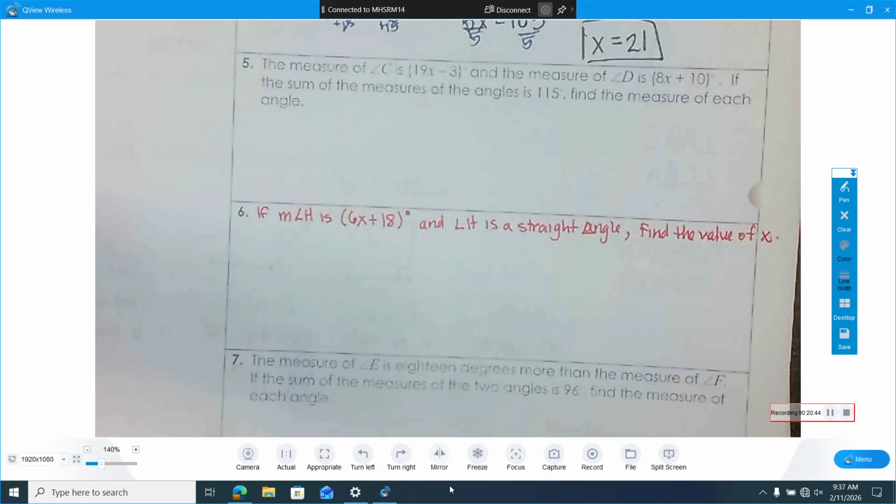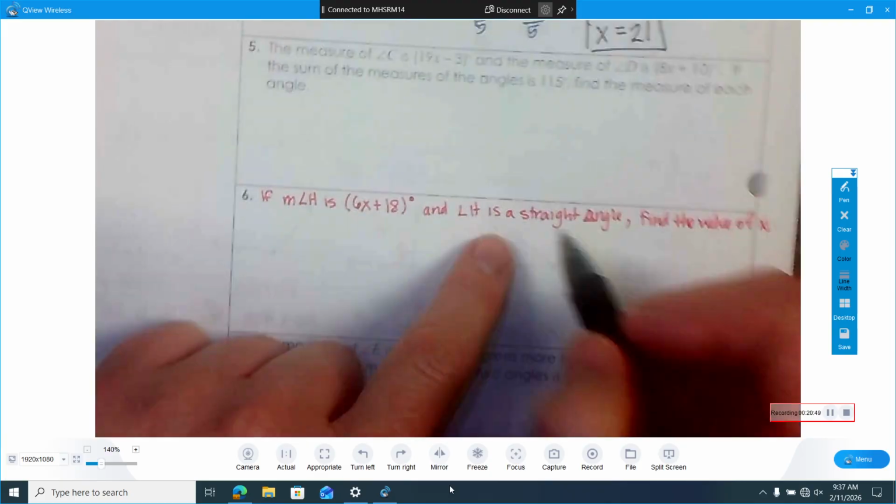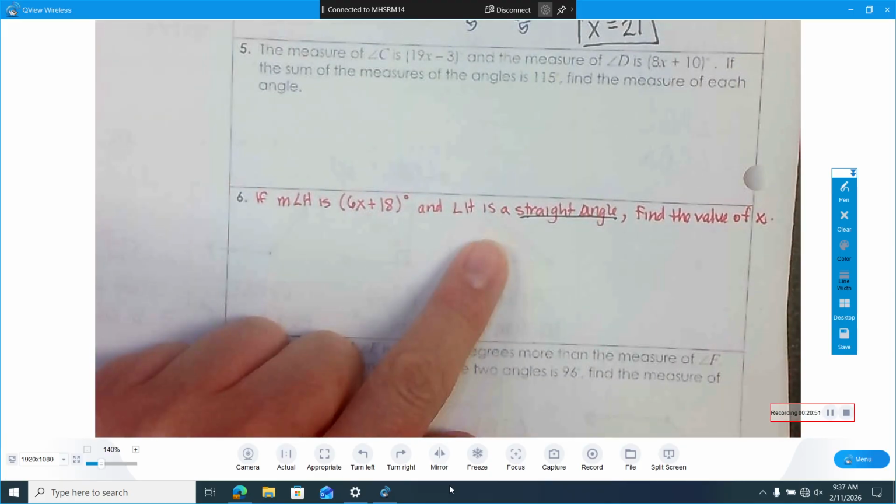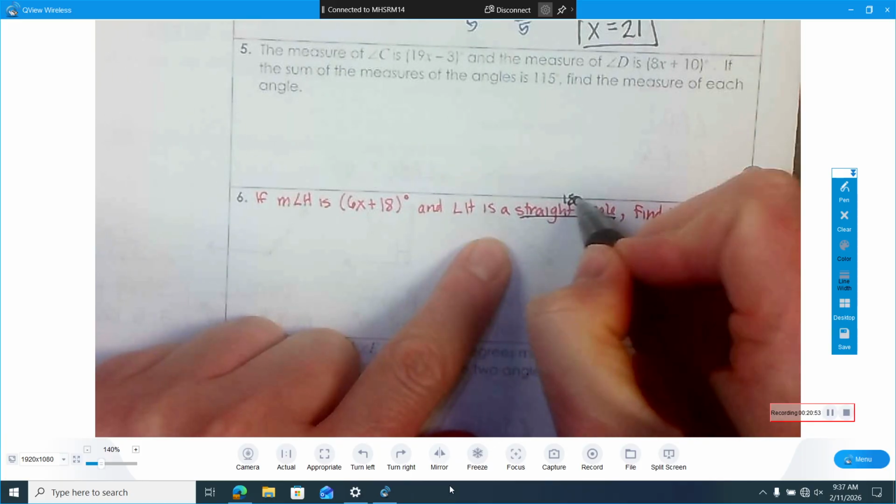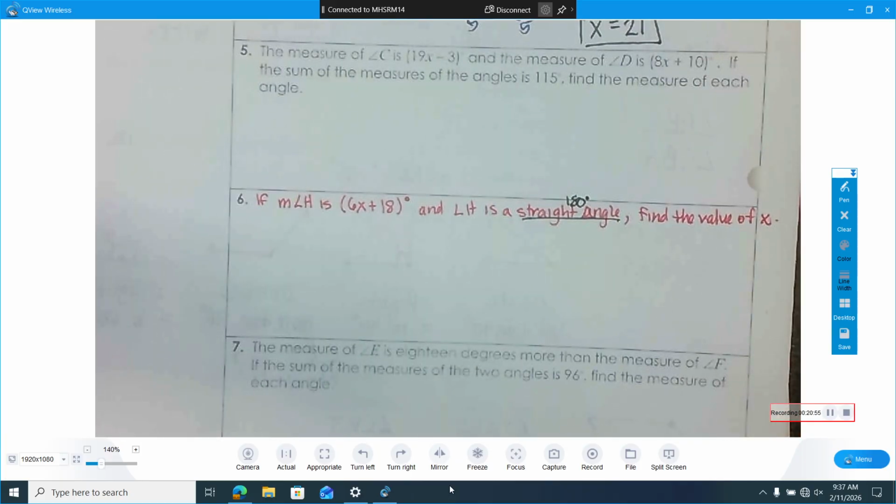So where's the vocabulary word here? Straight angle. All right. Tell me about this straight angle. 180 degrees. Very good. So can I write some sort of equation? What should I write?